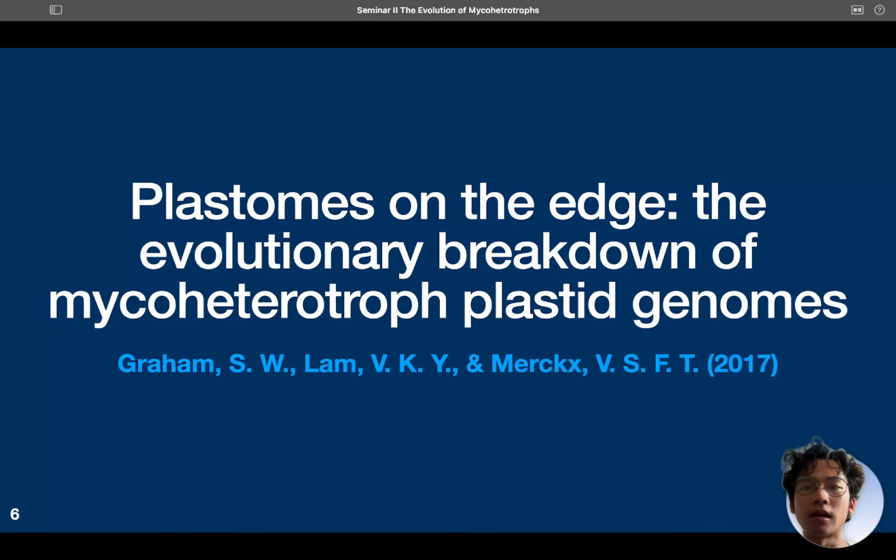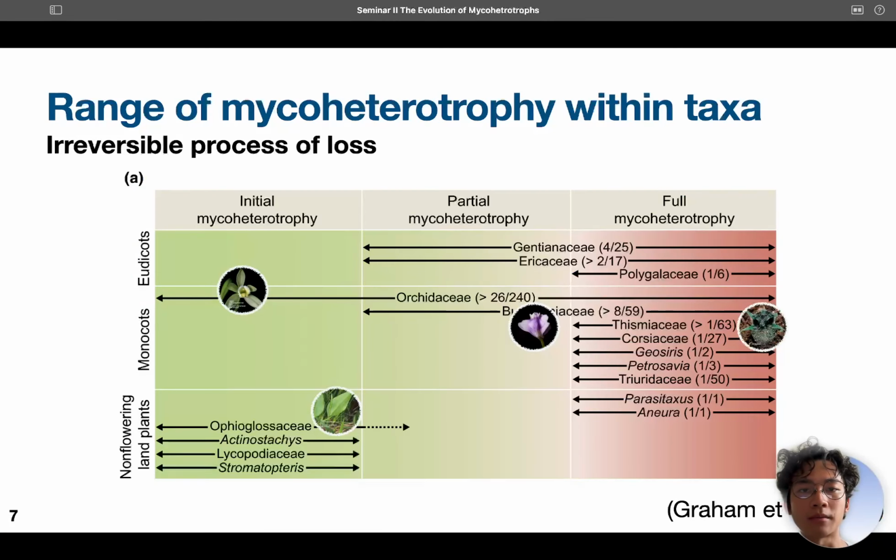For the next, I will talk about this study, the plastome in the age of the evolutionary breakdown of the mycoheterotrophic plastid genome, by Graham and team, 2017. I pretty much like this figure. It shows that these taxa have a wide range spectrum.